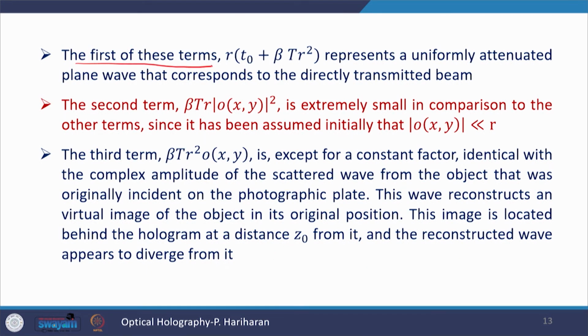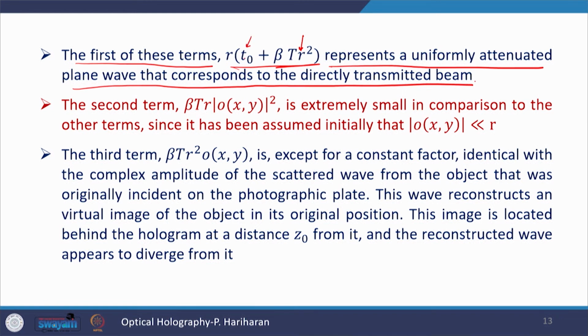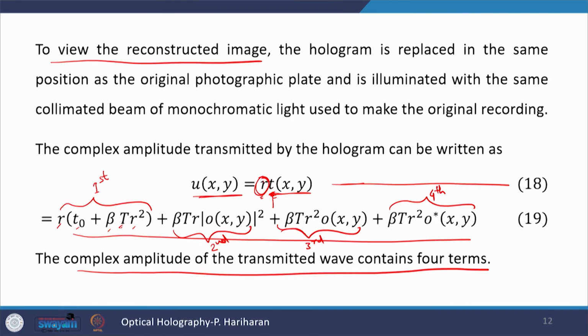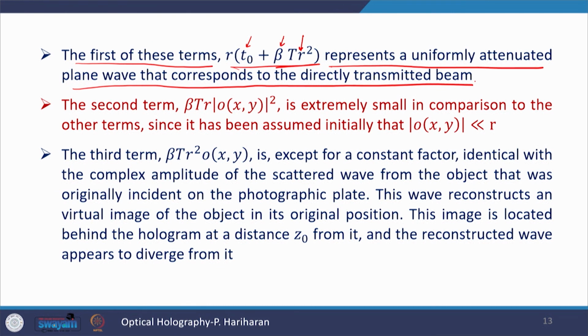The first term represents a uniformly attenuated plane wave that corresponds to the directly transmitted beam. A beam is coming, it is getting directly transmitted. R is the amplitude of the reference wave, T naught is the background transmittance, T is the exposure time, and beta is the parameter determined by the holographic material and the processing condition. Therefore, the object information is not here in the first term, and it corresponds to the directly transmitted beam. It has nothing to do with the reconstruction.